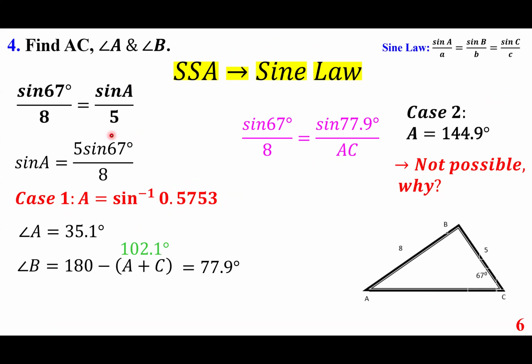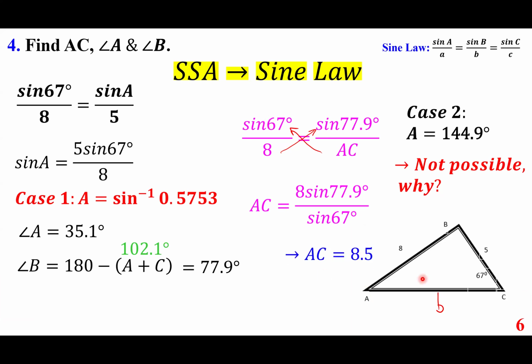Instead of sine A over 5, we are going to go with sine B, which is sine of 77.9 over lowercase b, or AC, which we don't have. Remember, AC is lowercase b. So again, the cross product makes AC the product of 8 and sine 77.9 degrees divided by sine of 67 degrees. You put that into a calculator, a decimal or two, and this side lowercase b or AC becomes 8.5.